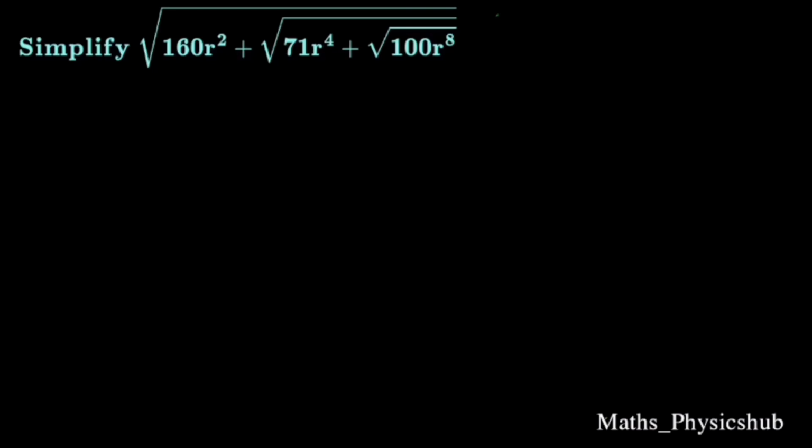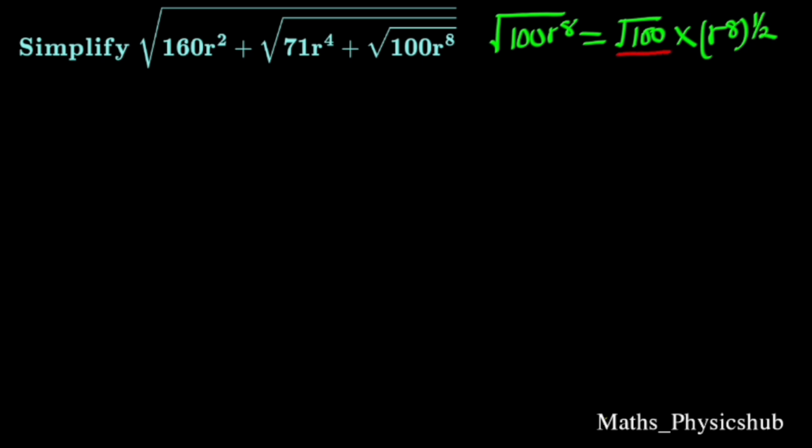First we start by solving the innermost term, which is square root of 100r power 8. The square root of 100r power 8 equals square root of 100, times square root of r power 8. Square root of 100 is 10, and square root of r power 8 is r power 4. 10 times r power 4 is 10r power 4.